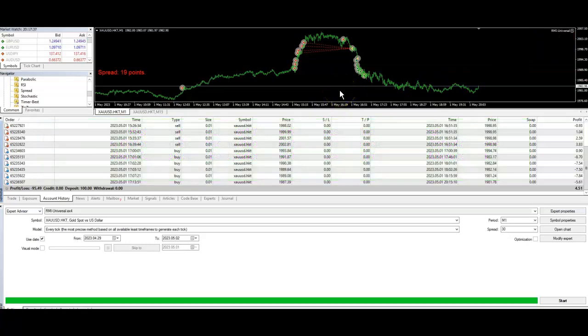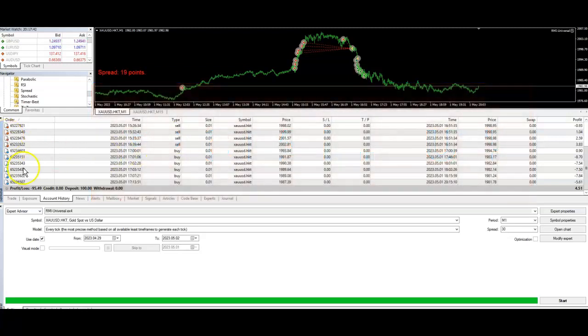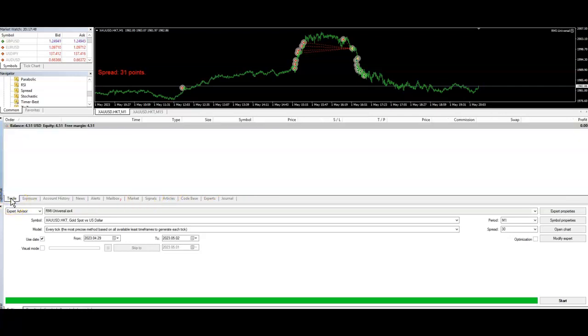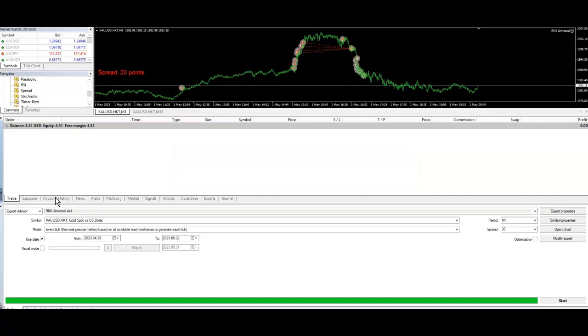Now we blew this account on day one, but all's not lost. As you can see, we're down to a loss of 95 bucks. If you look at our balance now, we're looking at $4.51, and that was from a $100 starting forward test balance. Now, all's not lost because, like many times, this is user error.